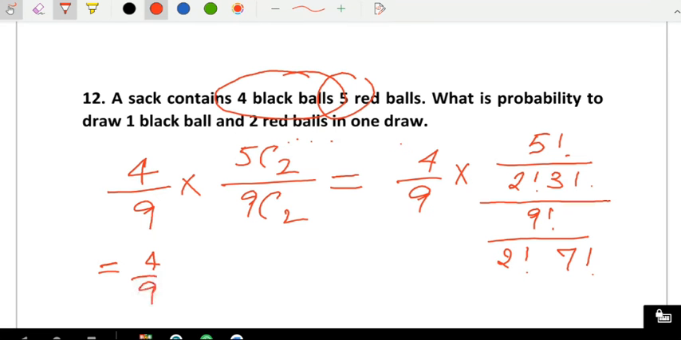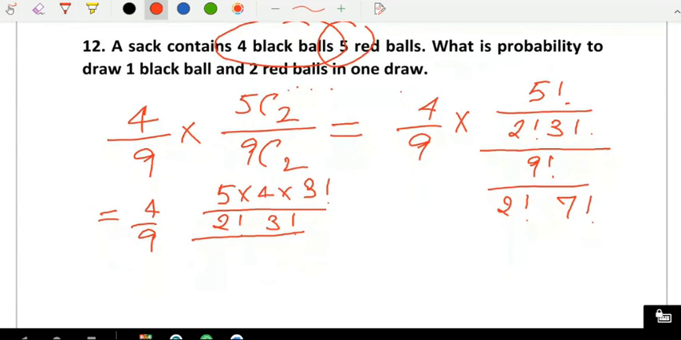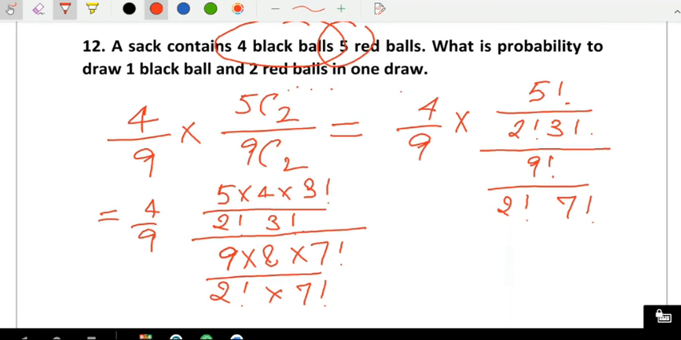5 you can break: 5 into 4 into 3 factorial, and 2 factorial into 3 factorial, as it is. Again you can break 9 up to 7. So 9 into 8 into 7 factorial, and here 2 factorial and 7 factorial. Now you can cancel. What terms can you cancel here? You can cancel 3 factorial and 3 factorial.